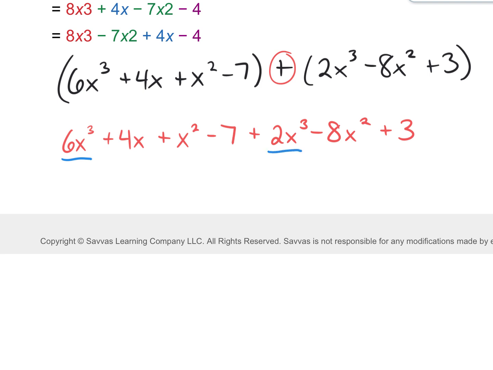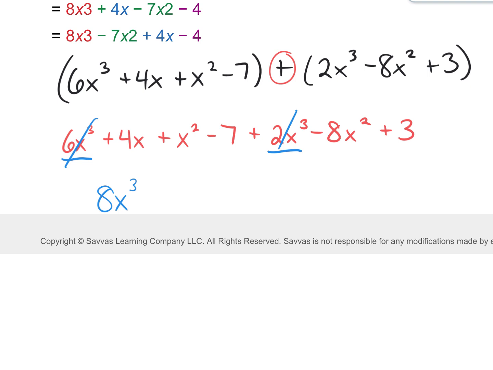2x to the third. How did you know those were common? Because of the 3. Both x to the third. Yep. So 6x to the third plus 2x to the third is 8x to the third. Yep. Once you have taken care of them, I want you to cross them out so you don't have to look at them anymore. Okay? Because these can get a little messy.